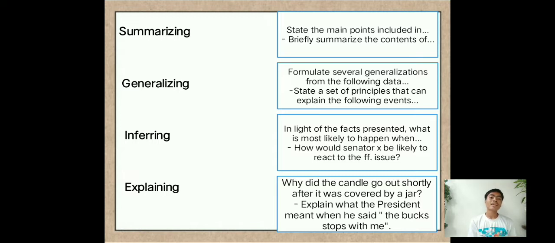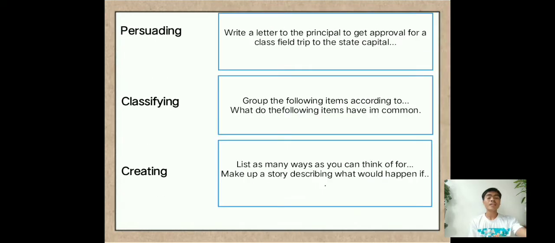Explaining: why did the candle go out shortly after it was covered by a jar? Explain what the president meant when he said the buck stops with me. You are going to ask the students to explain so that it will also ignite and shape their mental ability in reasoning. And then persuading: write a letter to the principal to get approval for a class field trip to the state capital. So you challenge the students to persuade, to attract by the use of reasoning.